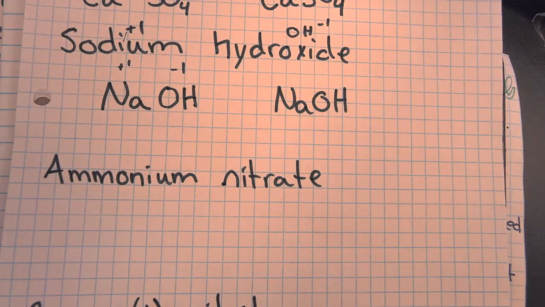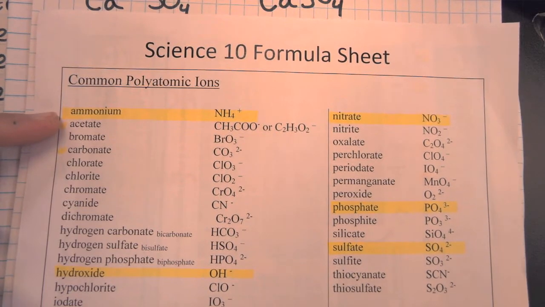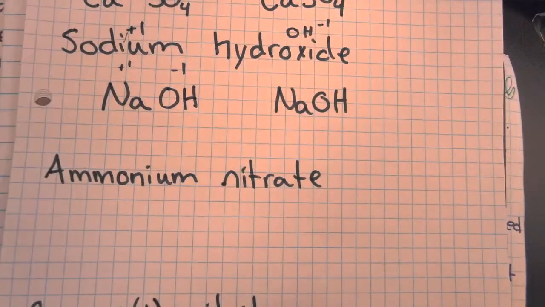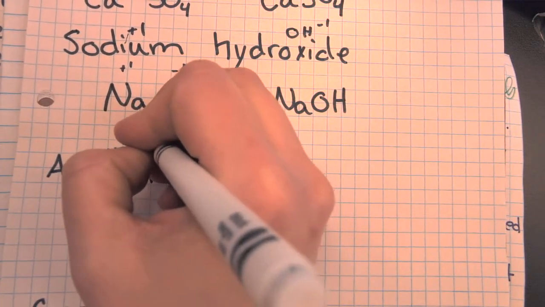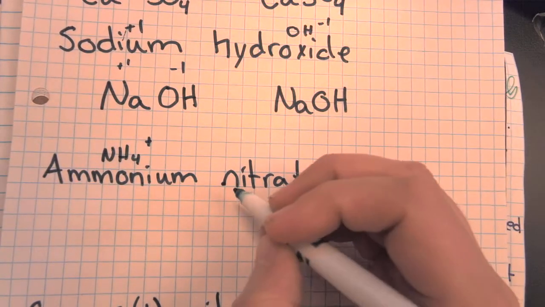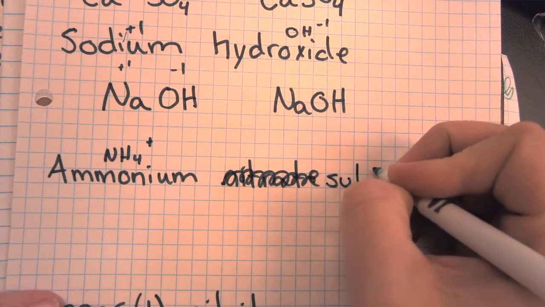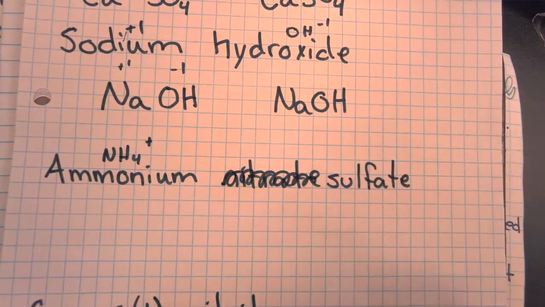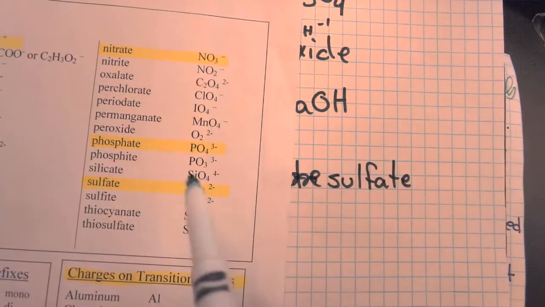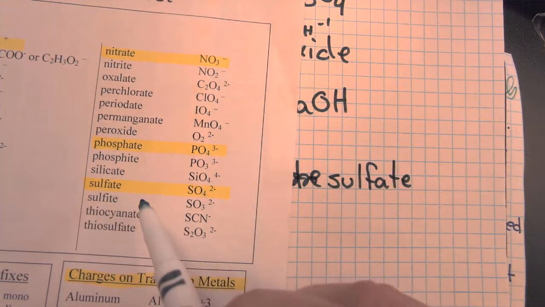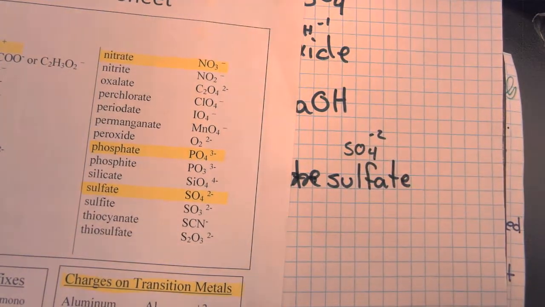Ammonium, so that was one of the exceptions that we're going to look at here, even though it doesn't end in ate or ite. It's NH4 plus. And I'm going to change this up just a bit. We're going to say sulfate instead of nitrate. So sulfate ends in ate, so we're going to find it on here. Sulfate, SO4 with a -2 charge.